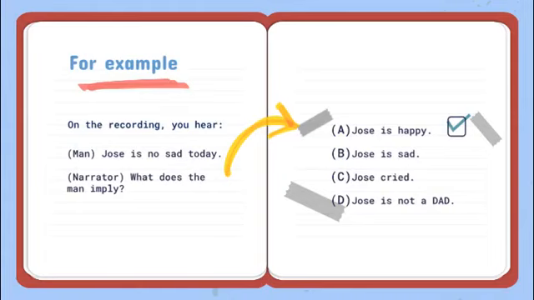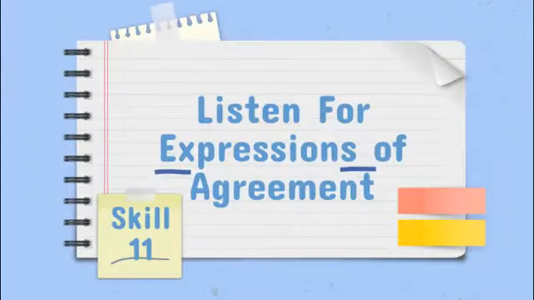The letter A is the right response since it symbolizes the opposite of what is assumed to be Jose's current state of feeling.